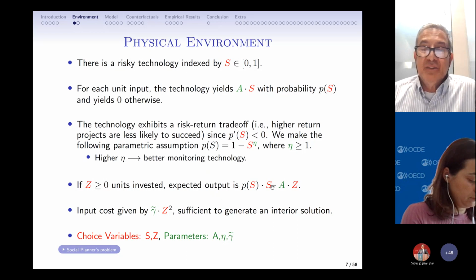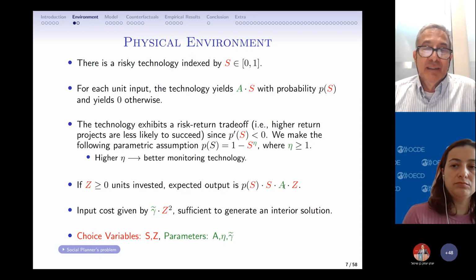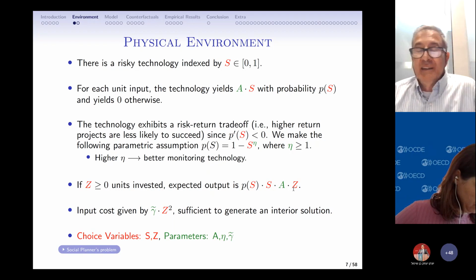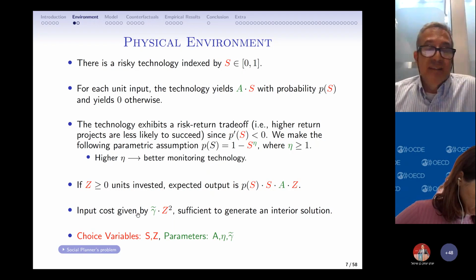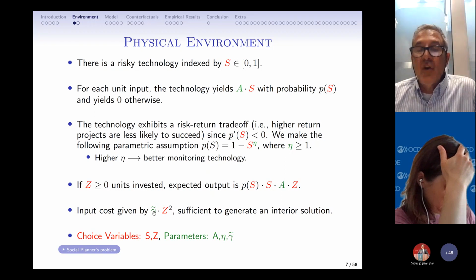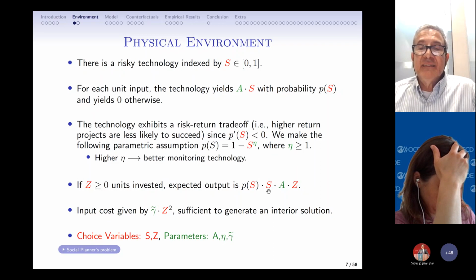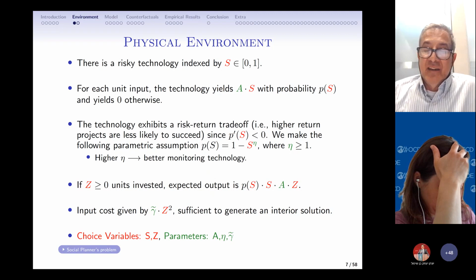In the environment, if I invest Z units, the expected payoff is P per unit put into the technology, and Z is the number of units invested in the technology. But that costs something, so there's a nice convex cost to doing this investment, and again there's a parameterization to the costs of investment. So this is exactly what's in Allen and Gale.